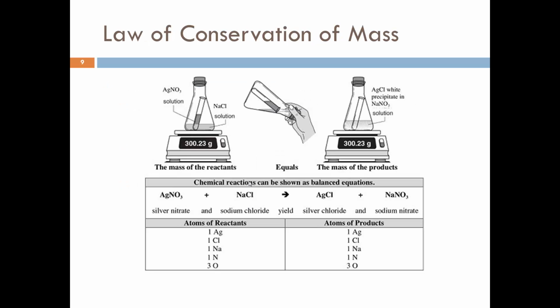For instance, if we take silver nitrate and we combine it with sodium chloride, the sodium is still there on the right when it made sodium chloride, and the nitrate's still there on the right when it made sodium nitrate. All the atoms are still accounted for. They still have the exact same amount of atoms. So if you look at the scale up here, before they got mixed together, it was 300.23. After they were mixed together, it was still 300.23. So the actual masses did not change, even though they don't look the same anymore.